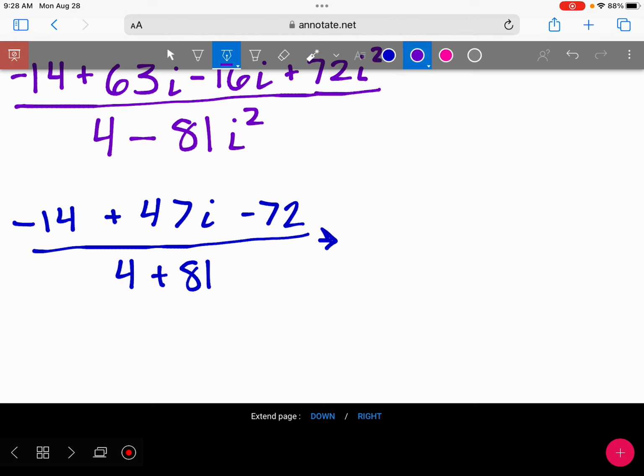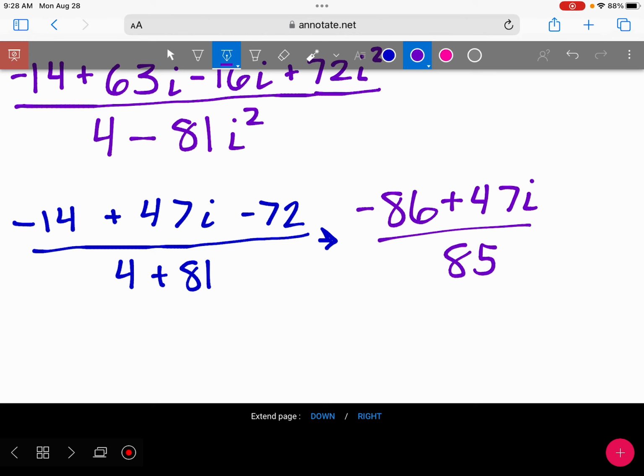Negative 86 plus 47i. And then it's a good idea to check to see if we can simplify this at all. We can't, but it's a good idea to check.